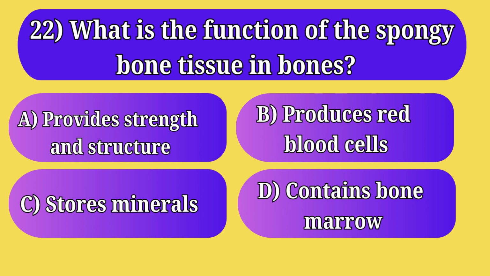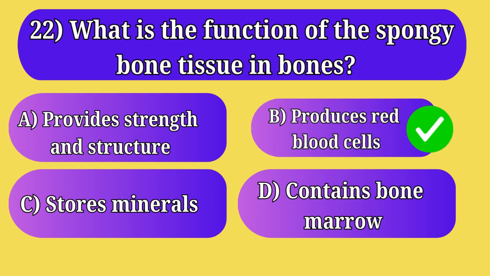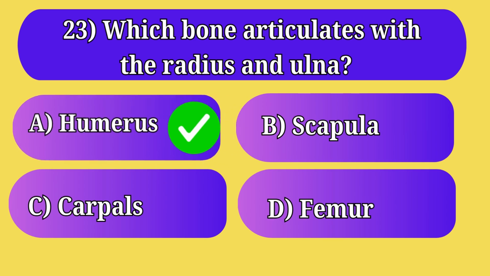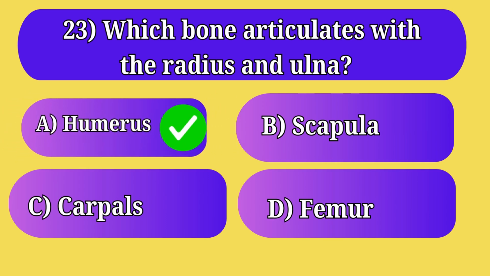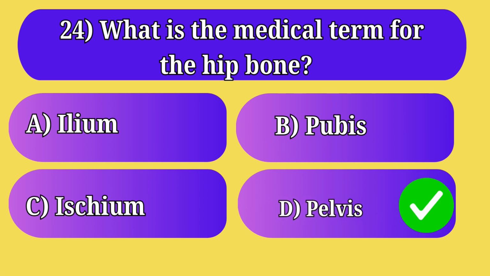What is the function of the spongy bone tissue in bones? Produces red blood cells. The next one is, which bone articulates with the radius and ulna? Humerus. Try the next one. What is the medical term for the hip bone? Pelvis. Here comes the next one.